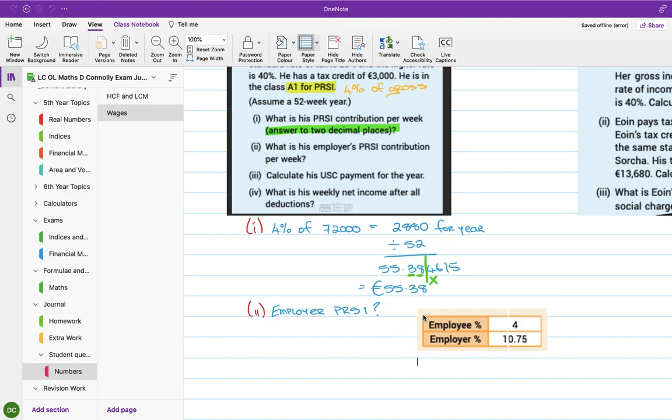So that is 10.75% multiplied by 72,000. And just do that. So that is 7740. And they want per week. They did want per week, so we also have to divide that by 52. And to 2 decimal places, that is 148.85. It's actually 46, but the 6 rounds up the 4.